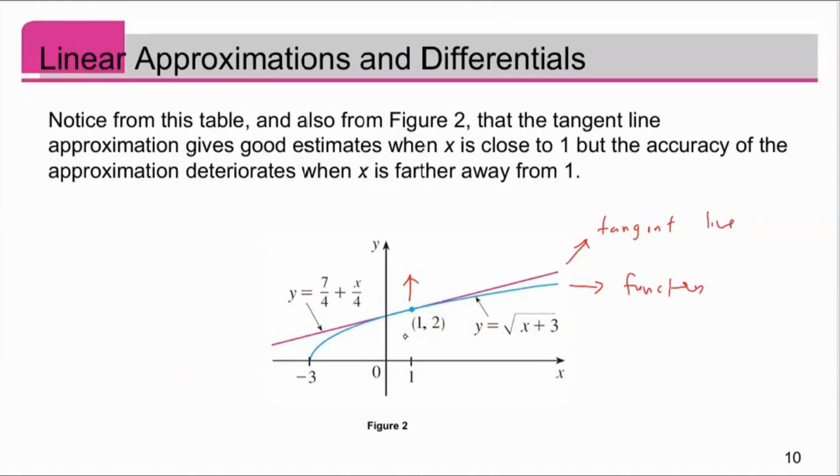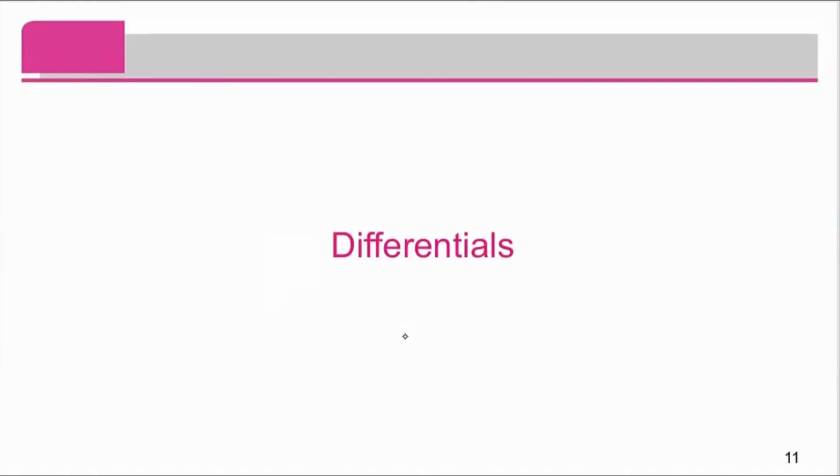But when we get sufficiently close to the point x equal to 1, the gap between the tangent line and the actual function value will be almost similar. That's why we say that the approximation is good when we are close to the point that we construct the linearization formula. Okay, so let's now move on to the next subtopic, that is on differentials.